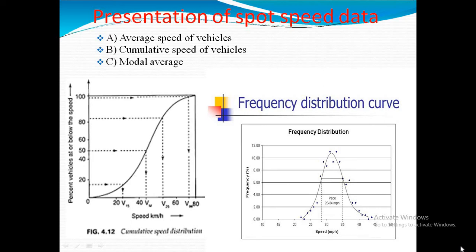And here all vehicles do not travel at the same speed at a location along the road. The amount of speed dispersion, or the spread from the average speed, affects both capacity and safety. The quality of flow of vehicles in a stream therefore depends on the speed dispersion.